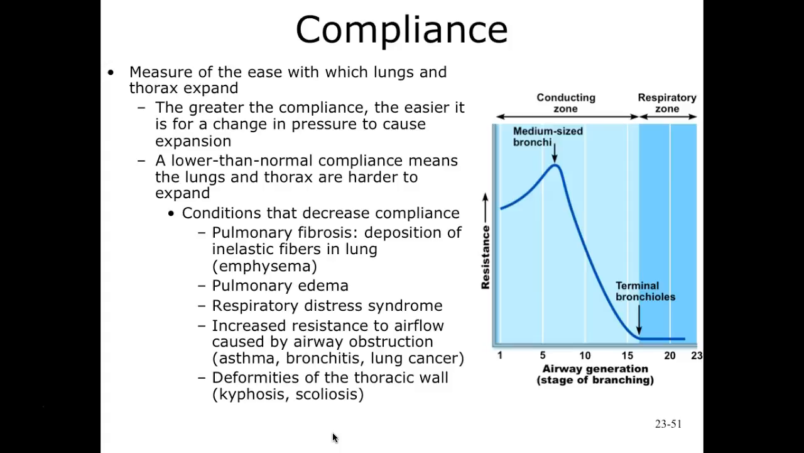So when we do have these situations where we have a lower compliance than what's ideal, it's usually caused by some type of respiratory disorder or anatomical abnormality that's going to cause an increase in resistance to the airflow that's associated with either a decrease in the size of the lumen of our bronchioles, like in asthma. So we have increased resistance of airflow here caused by an airway obstruction, asthma, bronchitis, or lung cancer. Or it could be a decrease in compliance. So for instance, in pulmonary fibrosis, where we get a deposit of more of these inelastic fibers within our lung.